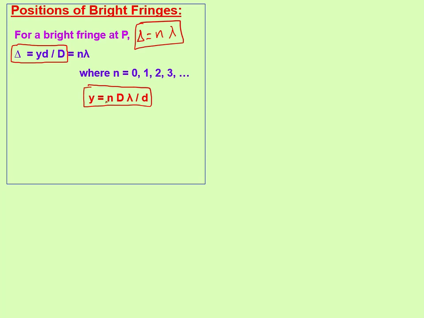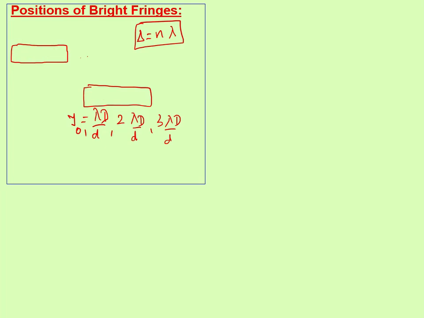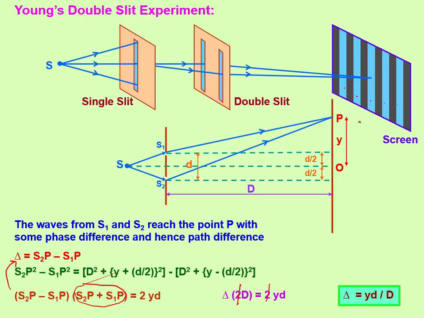That means when you make n equal to 0, the first maxima is lambda capital D upon small d. You make n equal to 2, you get 2 lambda capital D upon small d. N equal to 3, 3 lambda capital D upon small d. You make n equal to 0, and it is 0. Y equal to 0 means it is exactly in the center. See the previous slide. See, this is y. This y that we have obtained is n lambda capital D upon small d for the bright fringes.